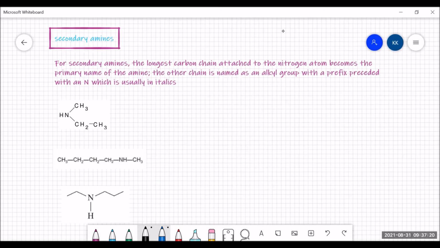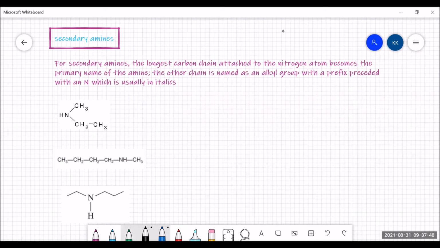Let's have a look at the secondary amines now. The naming is a little bit different here. We're going to choose the longest carbon chain that's attached to the nitrogen atom, and that is going to give us our amine suffix. But we're going to list the other alkyl group as a prefix. So let's have a look at our examples.